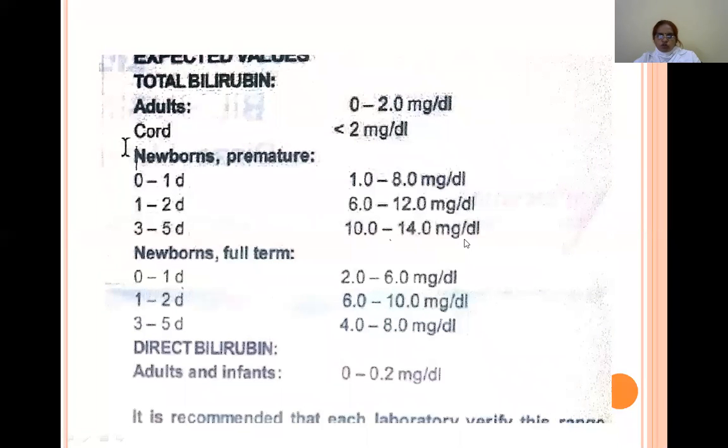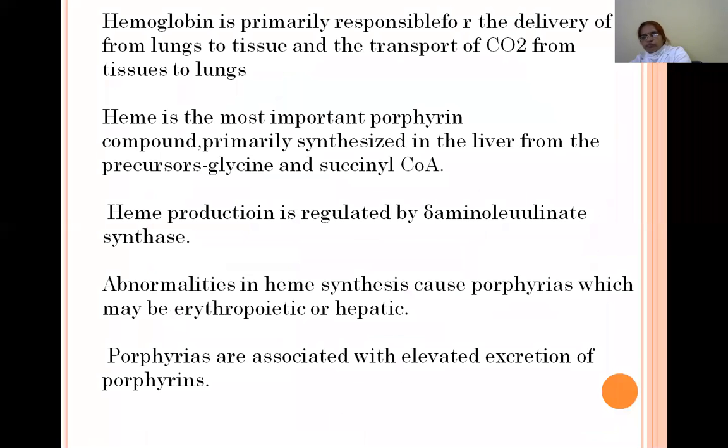The normal values of total bilirubin in full term newborns: 0 to 1 day, 2 to 6 milligrams per deciliter; 1 to 2 days, 6 to 10.0 milligrams per deciliter; 3 to 5 days, 4 to 8 milligrams per deciliter. The normal values of direct bilirubin, for both adults and infants, are 0 to 0.2 milligrams per deciliter.